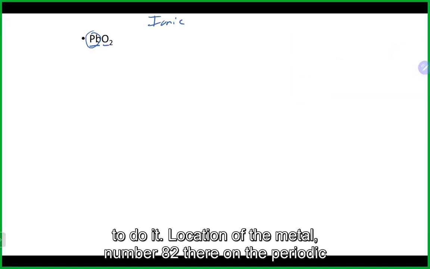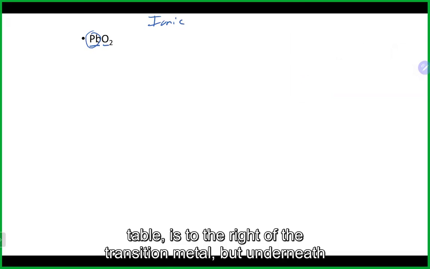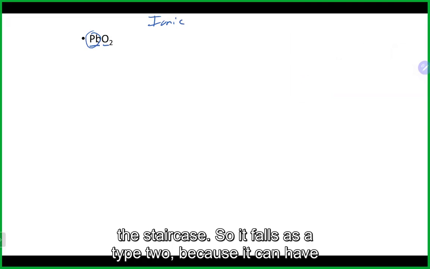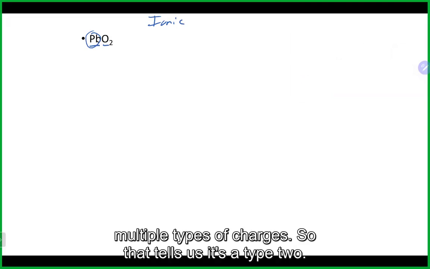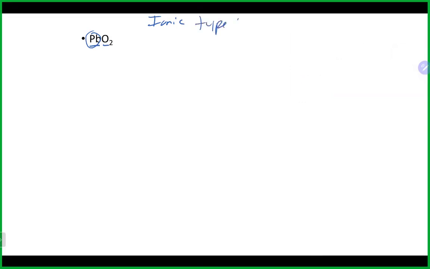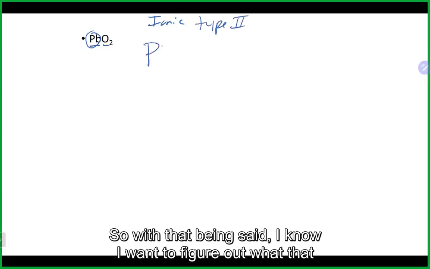Location of the metal, number 82 there on the periodic table, is to the right of the transition metal, but underneath the staircase. So it falls as a type 2 because it can have multiple types of charges. So that tells us it's a type 2. So with that being said, I know I want to figure out what that is.